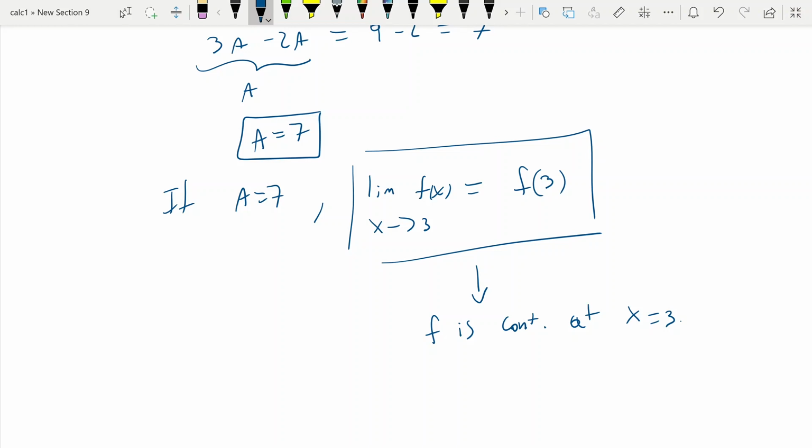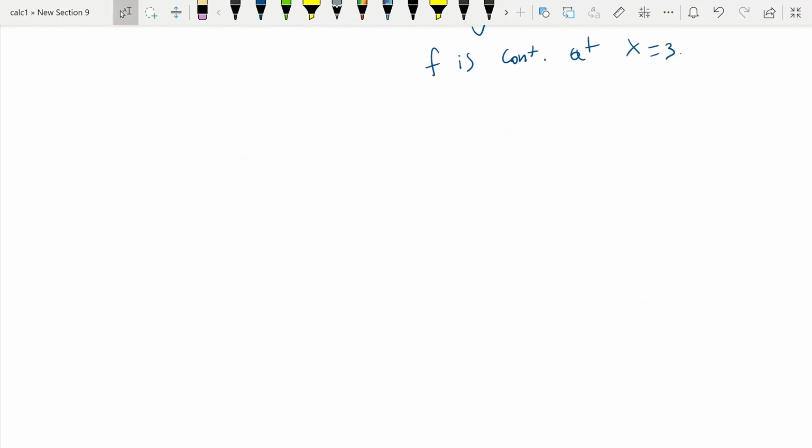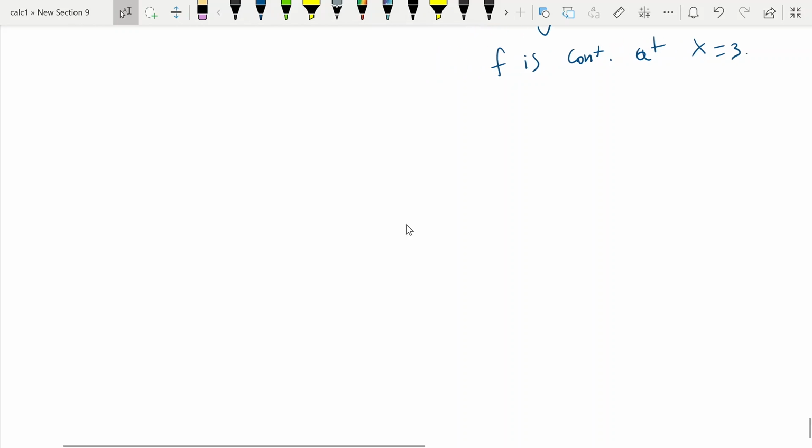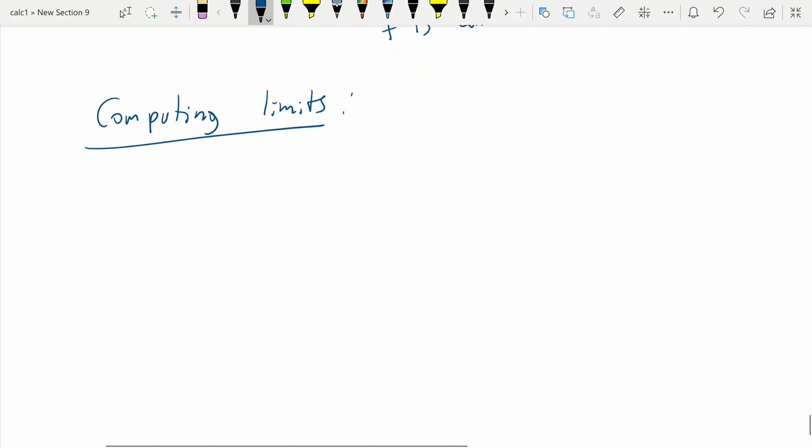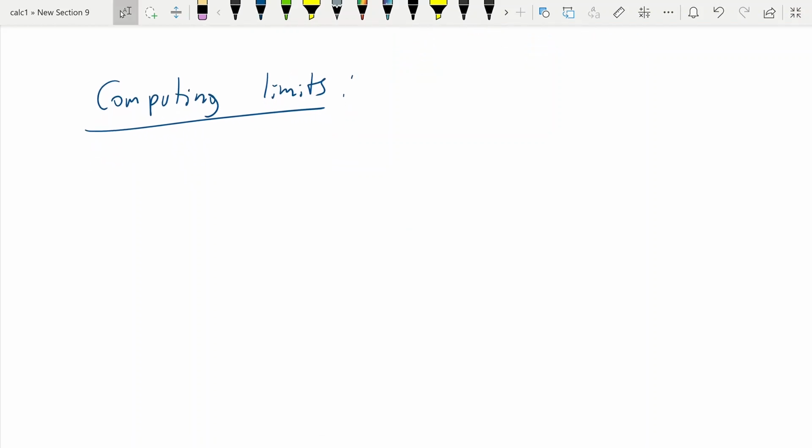So that's it. Another kind of problem you'll be asked to solve involves the computation of limits. So, the problems coming from section 2.5. So, computing limits. So we see several examples that come from the book.